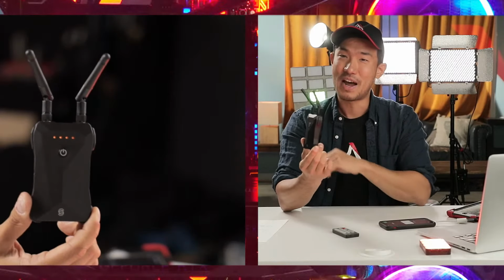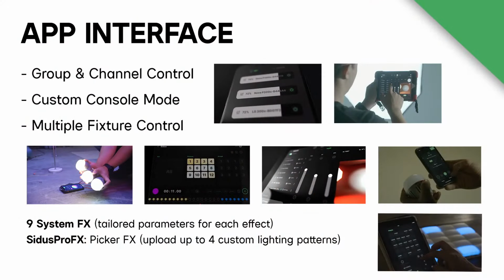Okay, moving on. Now, as far as the app interface goes, let's talk real quick about how this builds in. For a lot of people out there wondering, and people that have 120D Mark IIs or 672s or LS1s, this is probably the part that you've been waiting for. How does this look in Sidus Link? How does it actually control all of my fixtures?